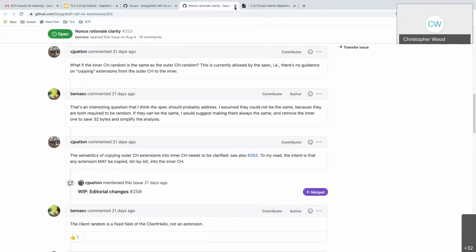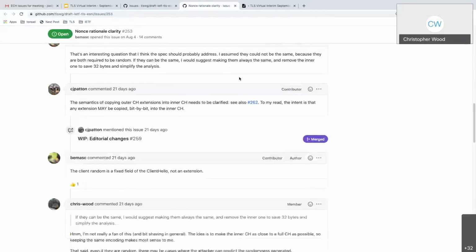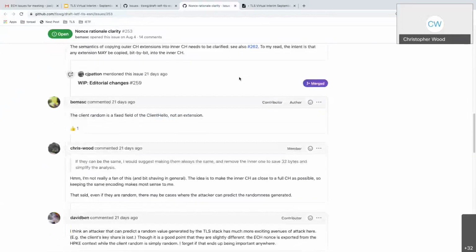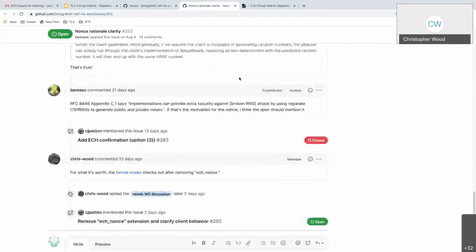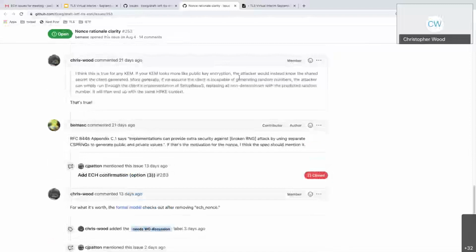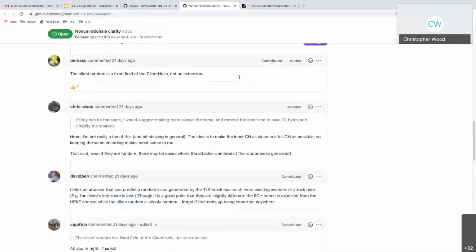So I think, Jonathan, an implementation could choose to do what you're suggesting. I don't think it needs to be spelled out in the specification. I mean, yeah, if we don't trust the client's RNG, then I think there are worse issues.